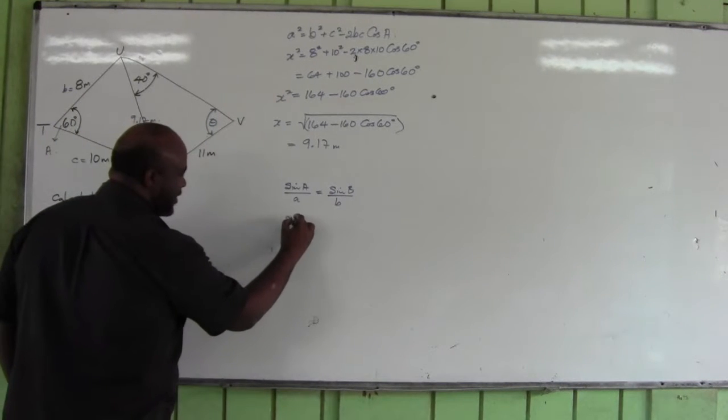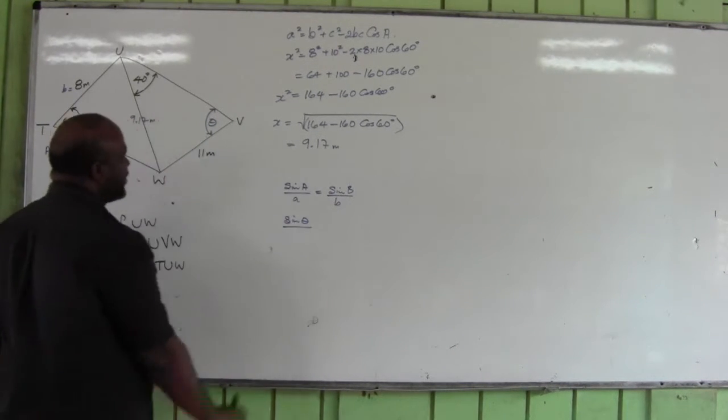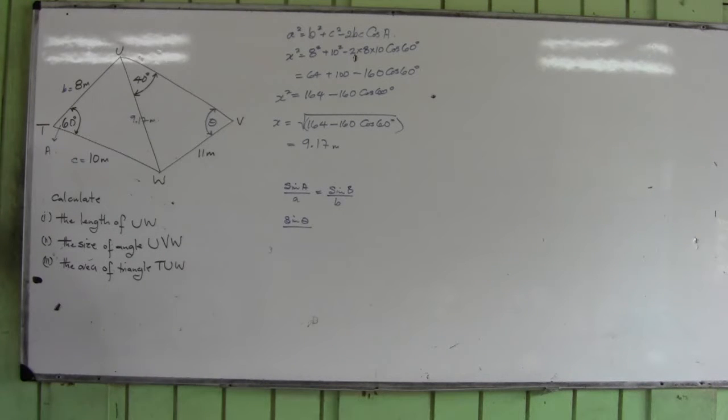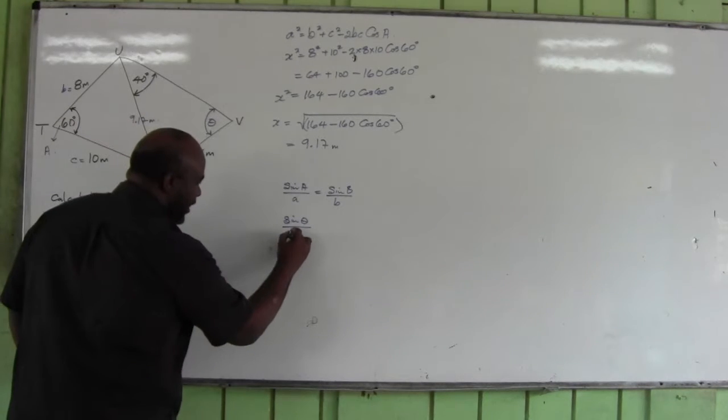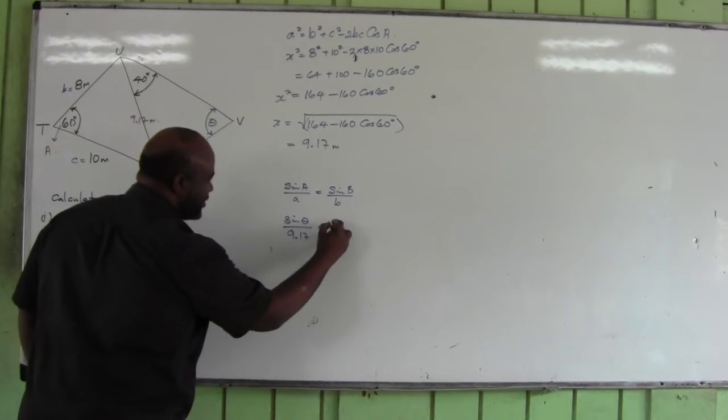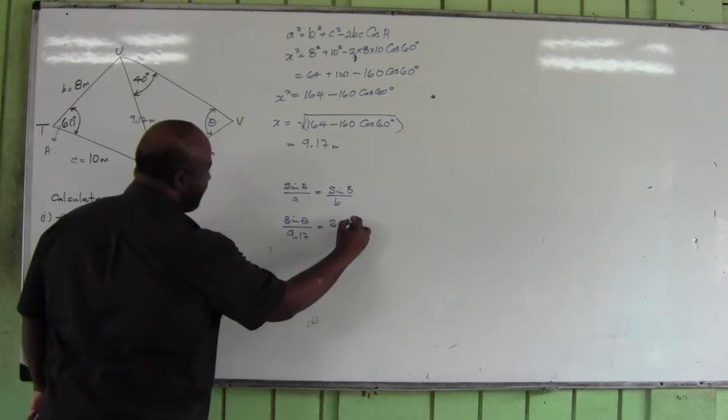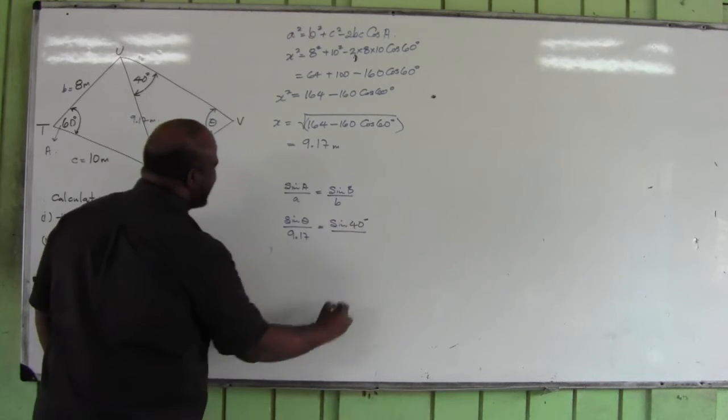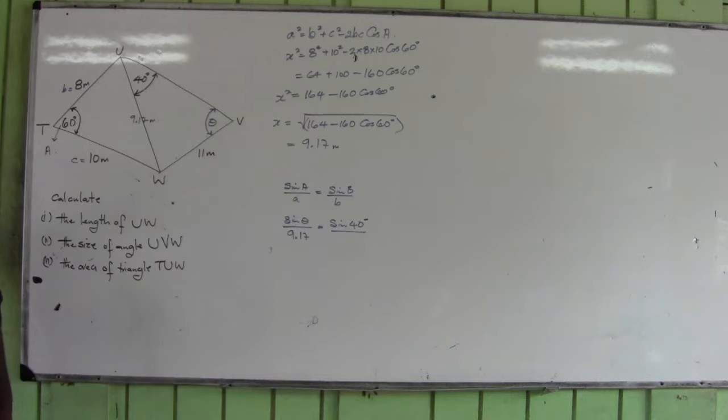Then I'm going to say the sine of theta. Which side is opposite to theta? Help me quickly. 9.17 is equal to the sine of 40 degrees. Which side is opposite to the 40 degrees? 11.